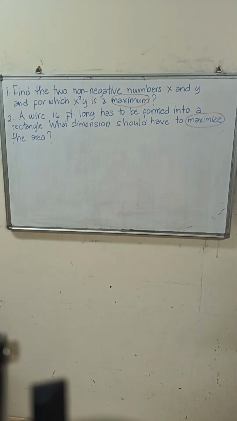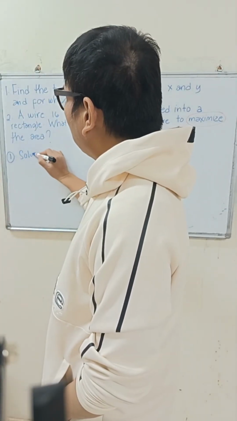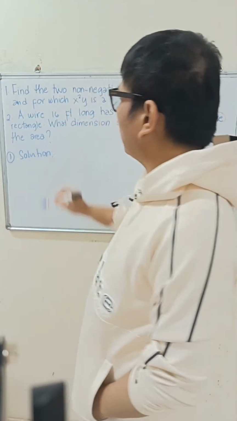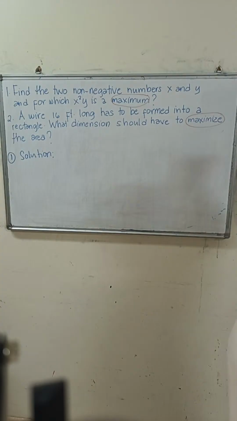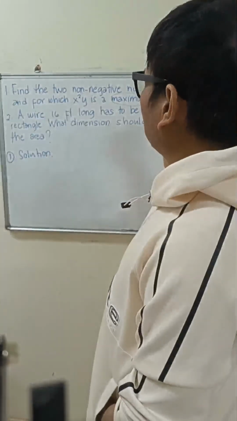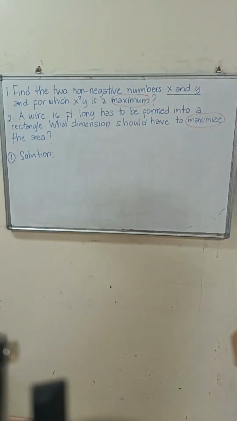So we have question number one, solution. Find the two non-negative numbers. Let x and y be our non-negative numbers, no? And for which x squared y is a maximum. So what is this, multiplication or addition? Find the two non-negative numbers x and y, and for which x squared y is a maximum. Okay, so this is addition, huh?